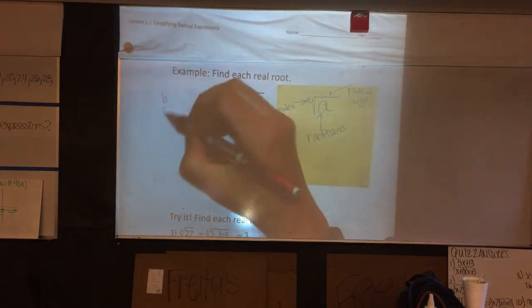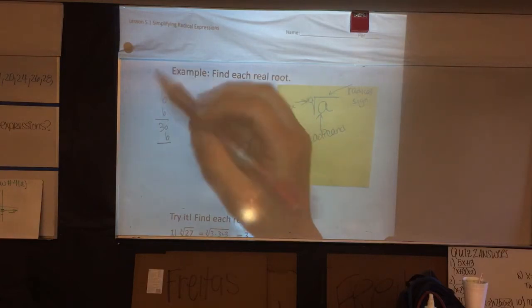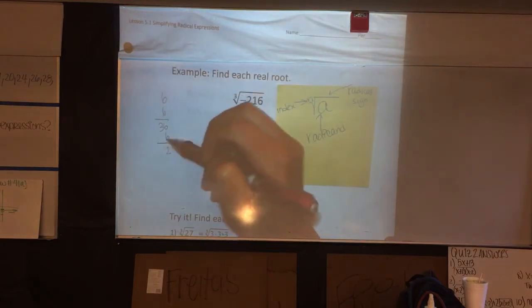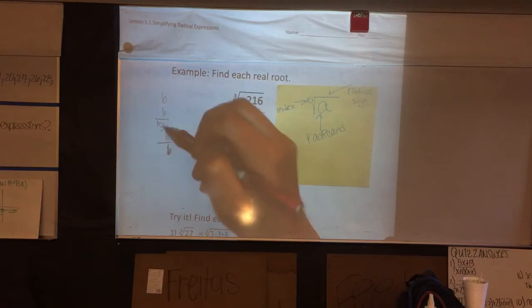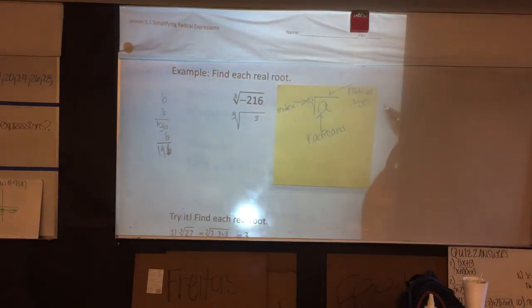So I have 6 times 6 is 36, and times 6 would be, 6 times 6 is 36. 6 times 3 is 18, plus 1, 196. So it was not negative 6.